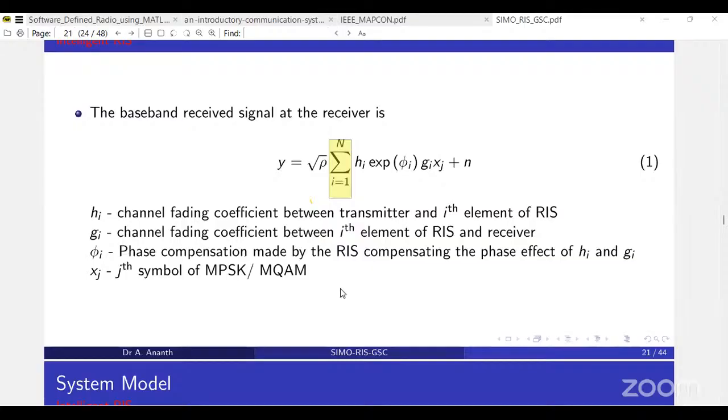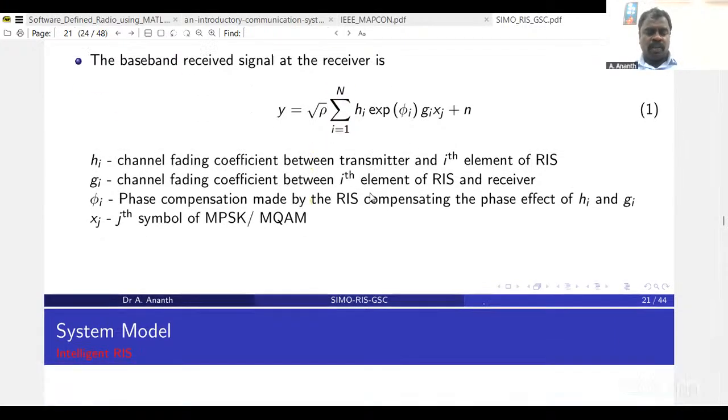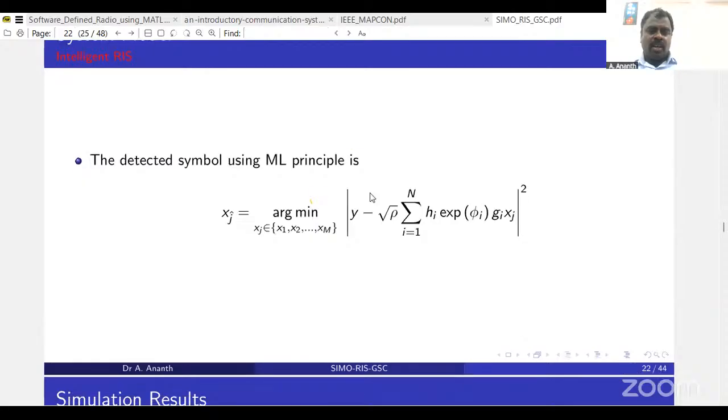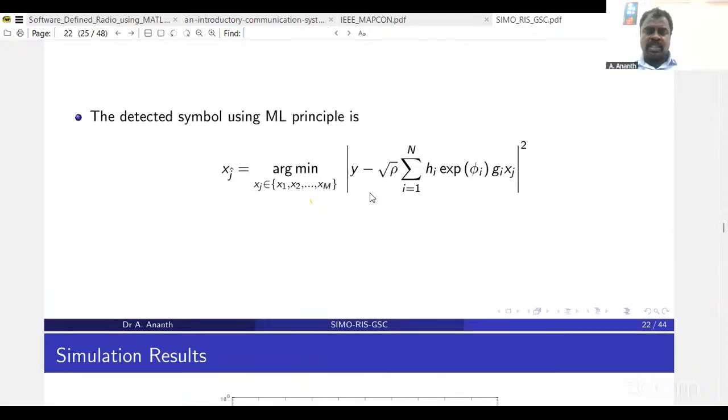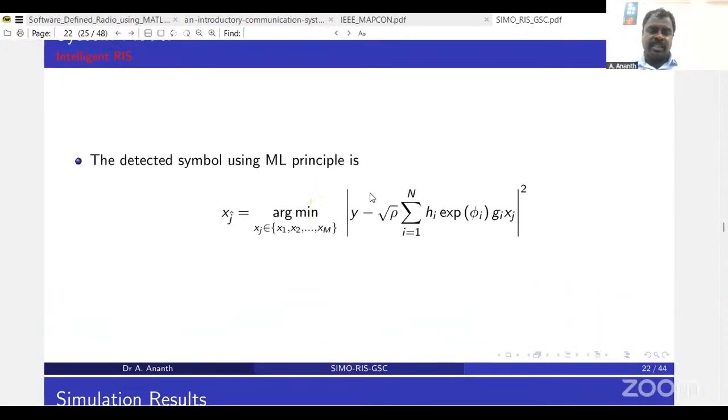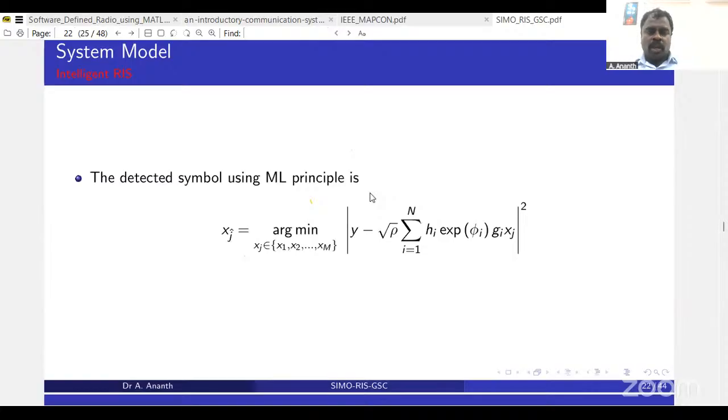Fine. Okay. So this summation makes sure that all the signals that are getting reflected from the RIS are superimposed, or reaching at the same time. So that's what that expression does. Again, we can perform a detection using the maximum likelihood principle, which is nothing but a distance-based detection metric. I hope almost all of you know about this distance-based detection metric.